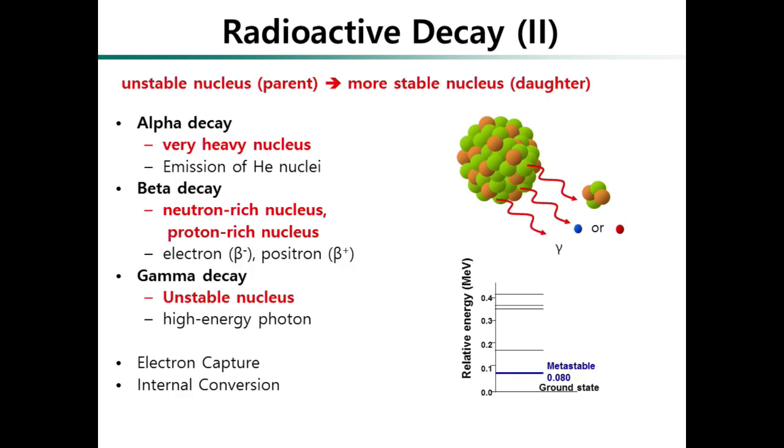So here you can see several types of radioactive decay: alpha, beta, gamma, and also electron capture or internal conversion. In case of alpha decay, they produce helium nuclei, and in beta decay, they produce beta minus and beta plus. And gamma means the unstable nucleus produces gamma rays and then turns into the ground state.